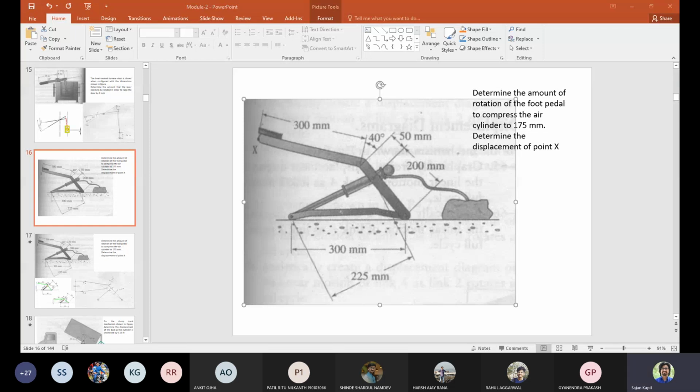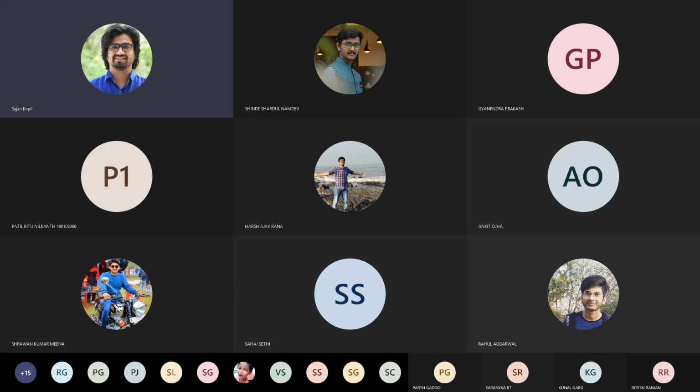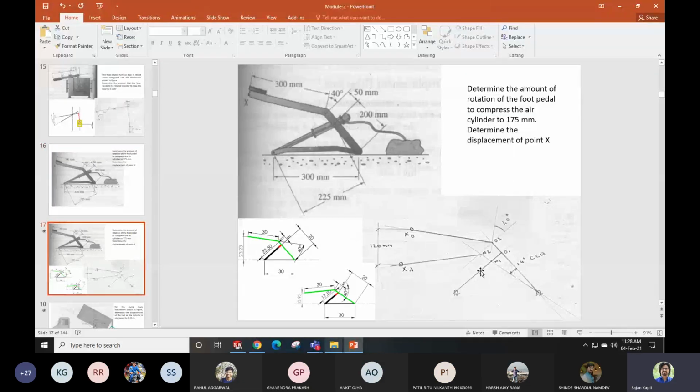Okay, let me ask a few more of you who has already solved it. Who will tell me? 48.5. 14. Okay, yeah. So what is the answer? Final answer.